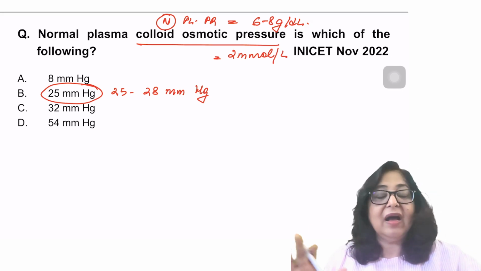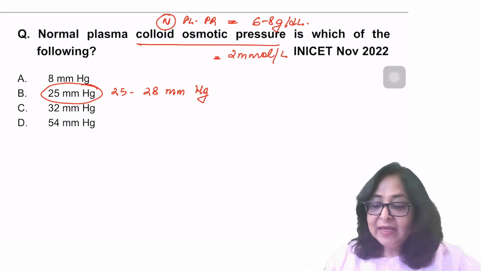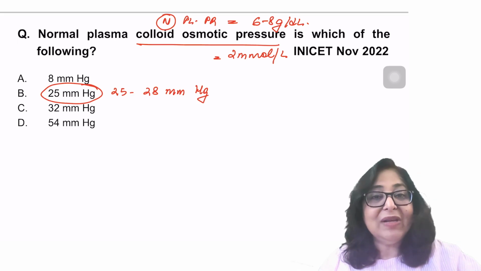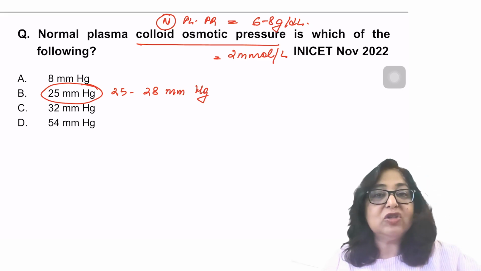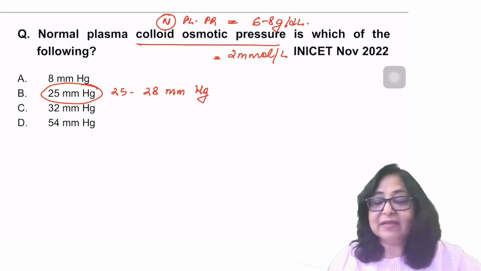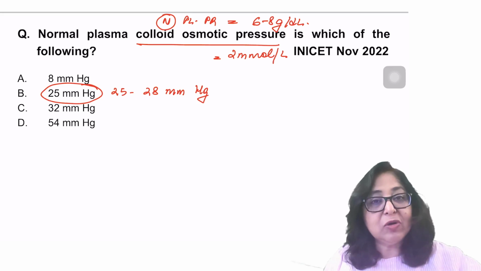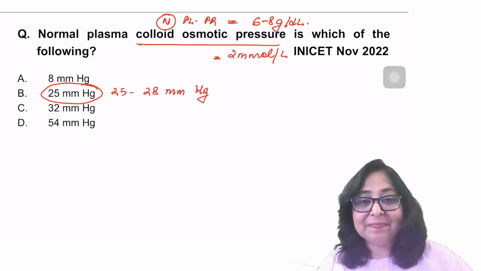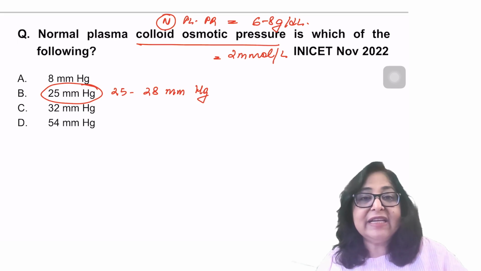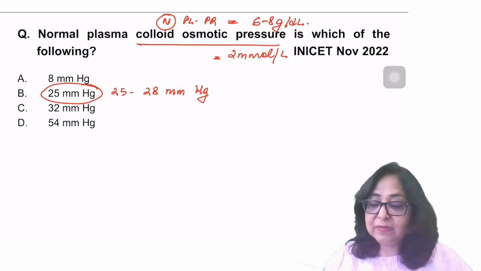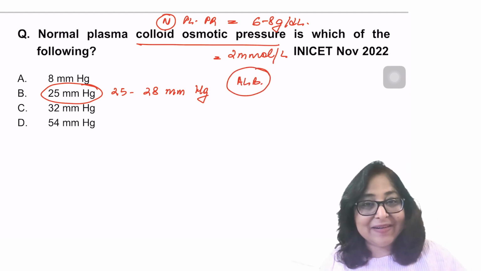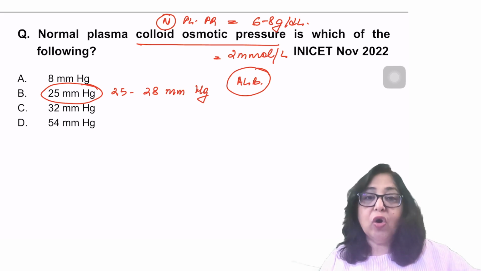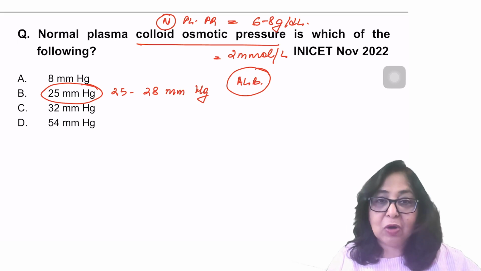All the proteins put together are only 2 millimoles per liter. In terms of grams, 6 to 8, but in terms of millimoles per liter, 2 millimoles per liter. And their contribution to the osmotic pressure is 25 to 28 millimeters of mercury. Remember, colloid osmotic pressure is only due to proteins. So if I ask you which protein is primarily responsible for the colloid osmotic pressure, your answer will be albumin. Why albumin? Because this is the most abundant protein in the plasma. So albumin is the primary protein responsible for the oncotic pressure or the colloid osmotic pressure.